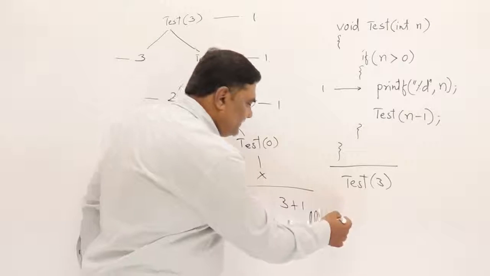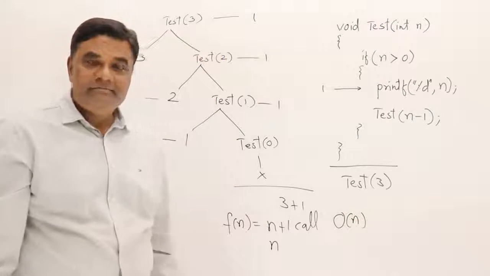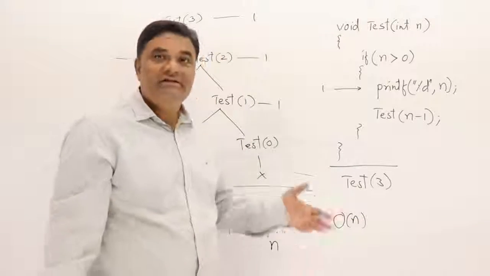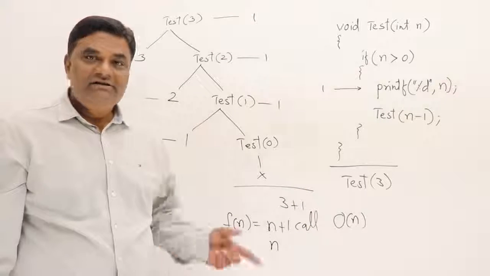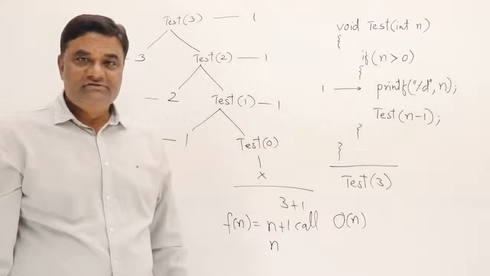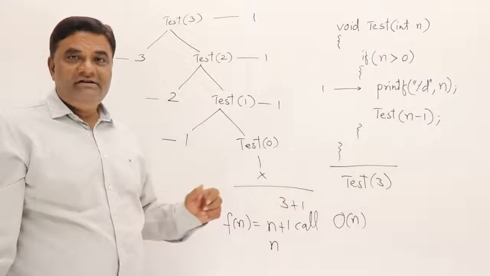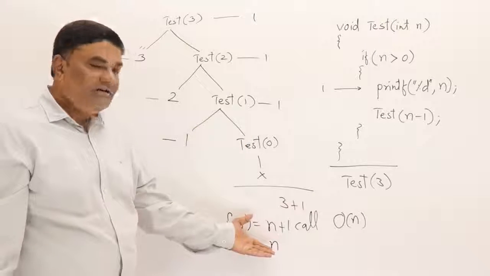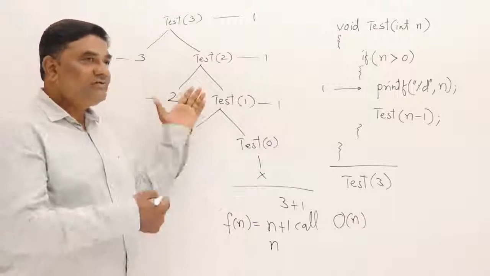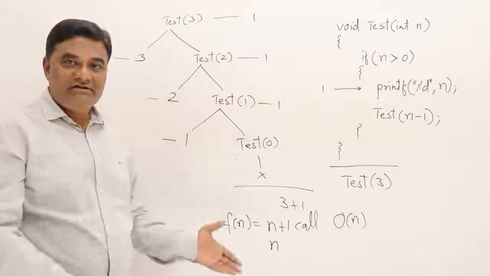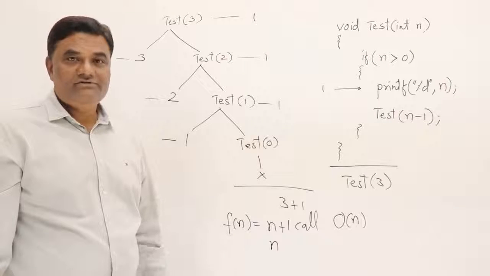Then what is the time complexity in notations? It's order of n. I can use big O of n, theta of n or omega of n. Anything I can write there. This we have already discussed in previous videos. So that's it. By a tracing tree, also called a recursive tree, I have found the time complexity of this function.